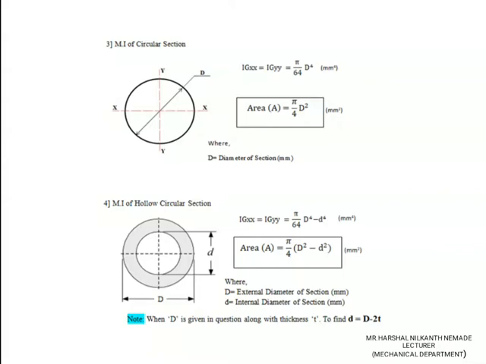Note, when capital D is given in a question along with the thickness t, to find small d, small d is equal to capital D minus 2t.